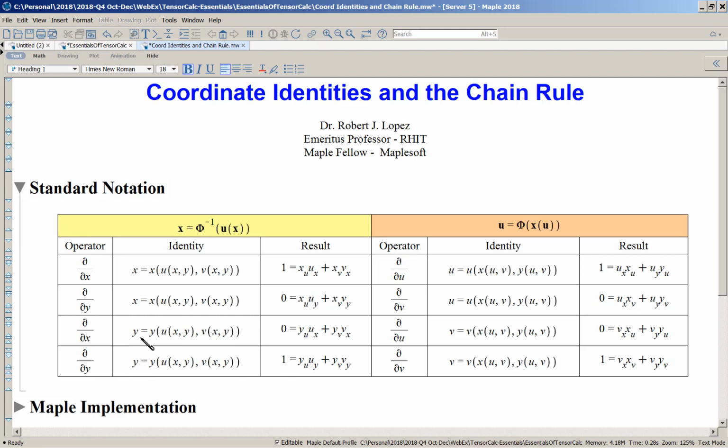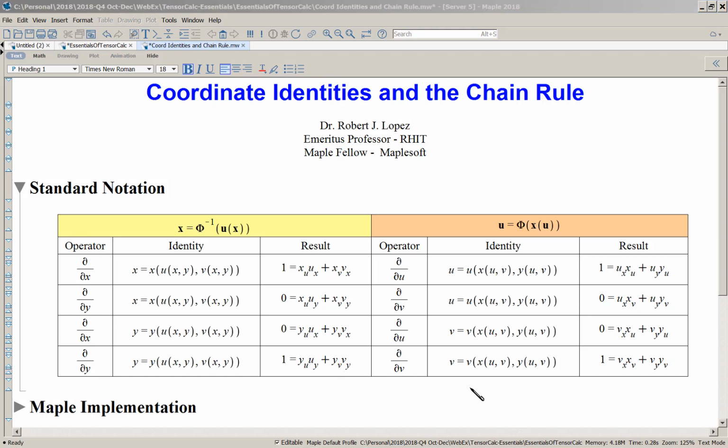And when you differentiate the y statement with respect to y, you get the 1. And then it's chain rule: dy du, du dx, plus dy dv, dv dx. And here it's dy du, du dy, plus dy dv, dv dy. Okay? These four equations here, fundamental, basic, important. They will be the basis on which we can conclude that these derivatives, which appear in the Jacobian matrices, make the Jacobian matrices inverse matrices.